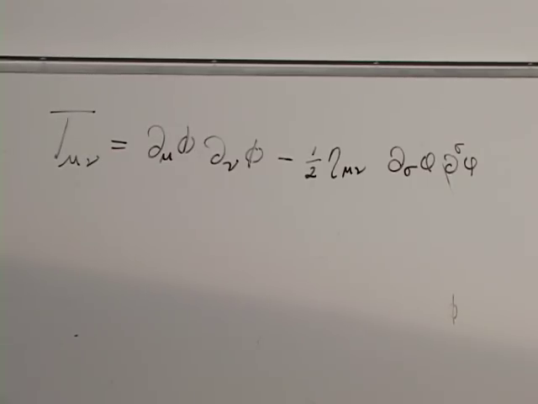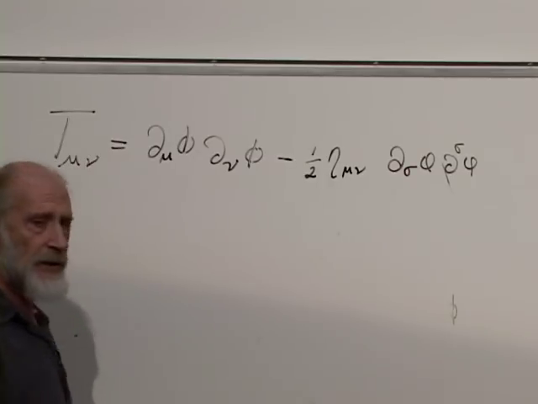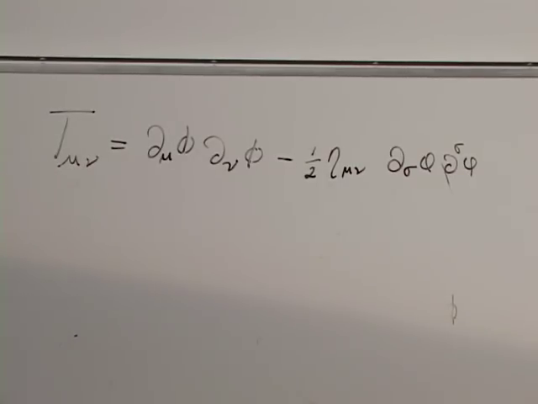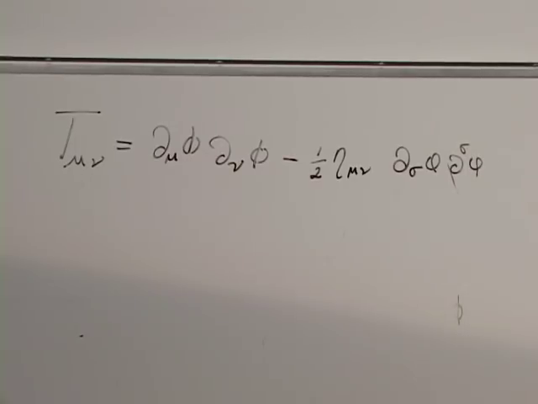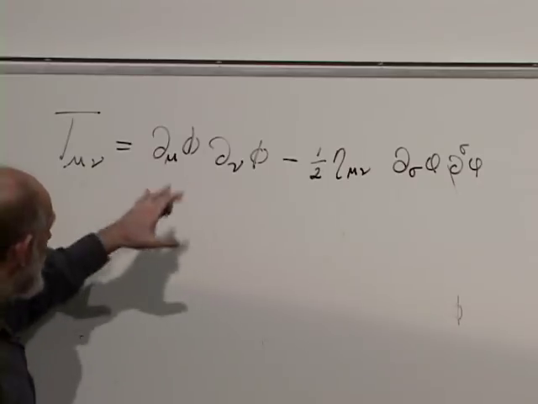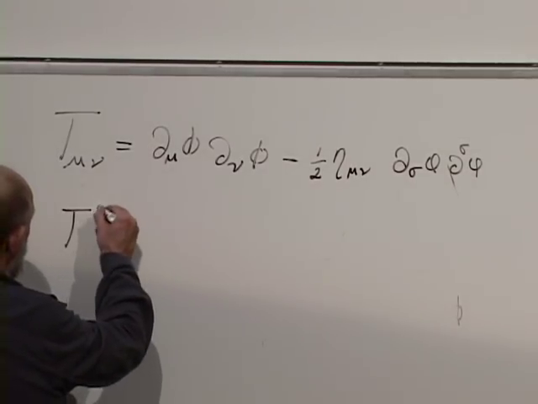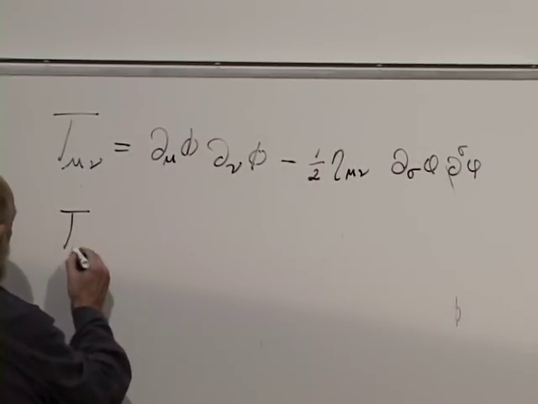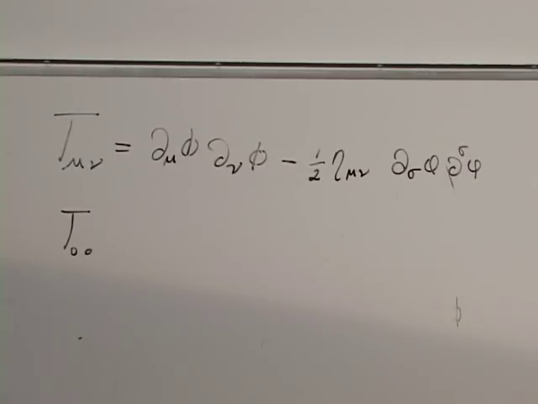Zero, zero. Does it matter whether they're upstairs or downstairs? It doesn't. When you pull an upstairs index downstairs, if it's a time index, it doesn't change sign. If it's a space index, it does change sign. But if we pull two time indices downstairs, then nothing happens to it. So the energy density is either T naught naught or T sub naught naught. Same thing.